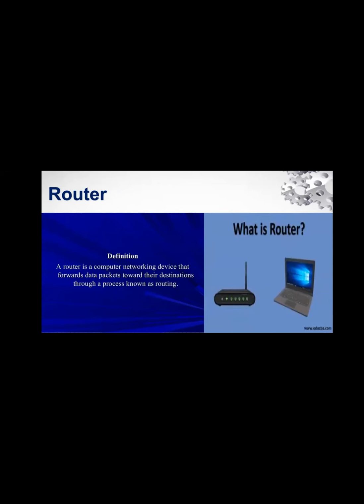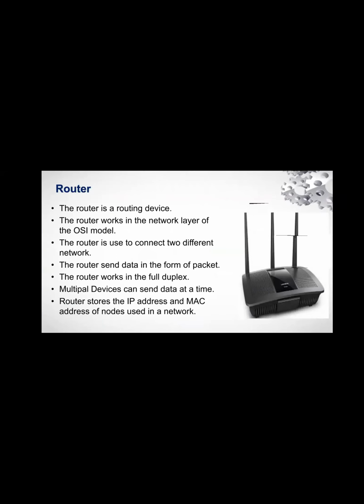Now the next subtopic I covered is the router definition. A router is a computer networking device that forwards data packets toward their destination through a process known as routing. The router is a routing device. The router works in the network layer of the OSI model. The router is used to connect two different networks. The router sends data in the form of packets. The router works in full duplex. Multiple devices can send data at a time. A router stores the IP address and MAC address of nodes used in a network.